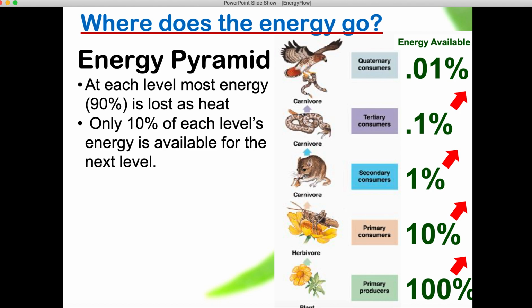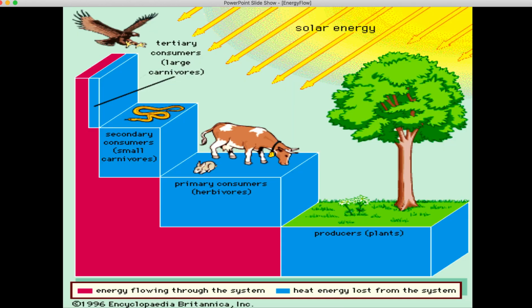Okay? Only 10% of the energy is available. 90% is lost as heat. Remember that. That's important.